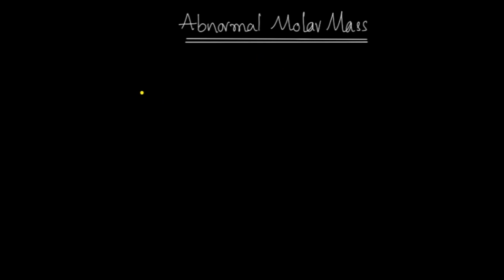You know the colligative properties we have calculated, like delta TB, the elevation in boiling point, and delta TF, the depression of freezing point, or the osmotic pressure, that is pi, or the relative lowering of vapor pressure.